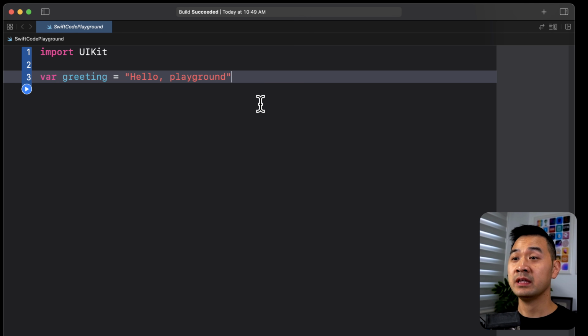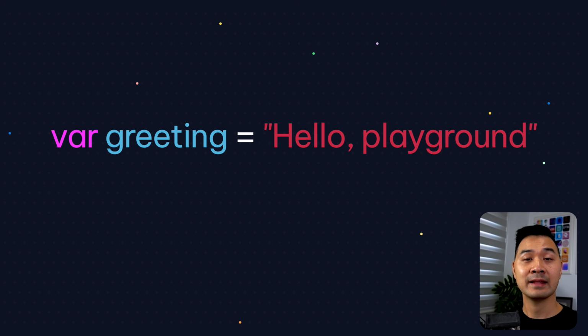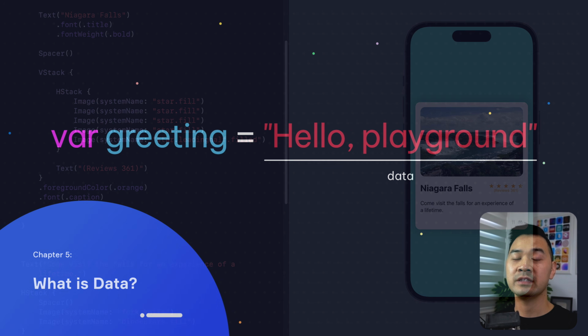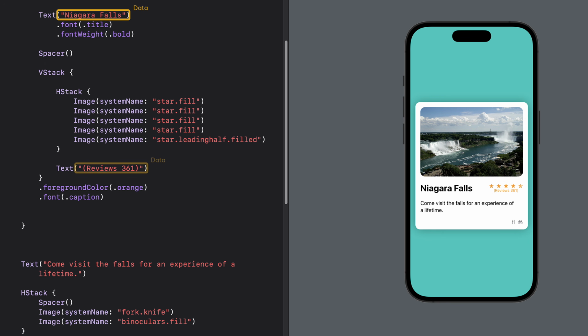var greeting equals "Hello, playground". Let's dissect this Swift statement. First of all, we're going to talk about this "Hello, playground" part on the right-hand side of the statement. Now this is a piece of text data and you've seen this before. In the user interface that you've previously built, I've highlighted the pieces of text data here.